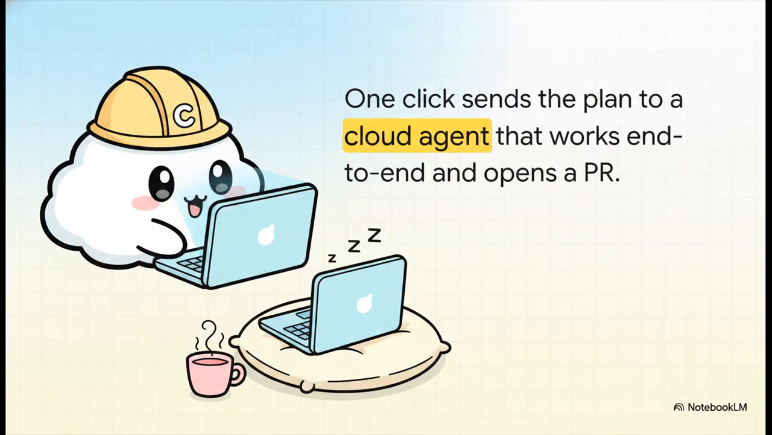And finally, for those tasks that are just too massive to babysit locally, you have cloud delegation. With a single click, Devin sends the plan off to an autonomous cloud agent. It spins up a dedicated virtual machine, works the task completely end-to-end, it even uses a browser for testing, and then just opens a pull request for you. You can literally close your laptop, go grab a coffee, and let the cloud do the heavy lifting.